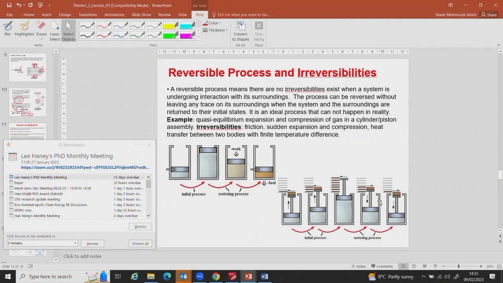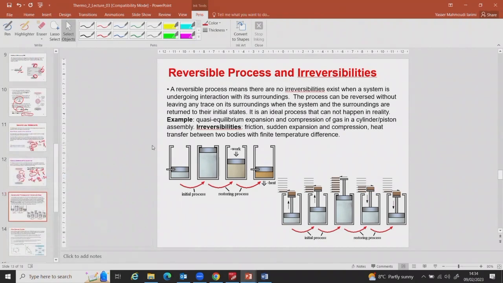So a reversible process is an ideal process that happens only on paper. It never happens in reality. We never have a reversible process. All the processes are irreversible. But we define a reversible process because this is the best and ideal process that could happen in the thermodynamic cycle. I'll come back to the reversible cycle later on. But to give you an example here, this is a nice one. This shows that you have a piston cylinder configuration here. This is a gas inside.